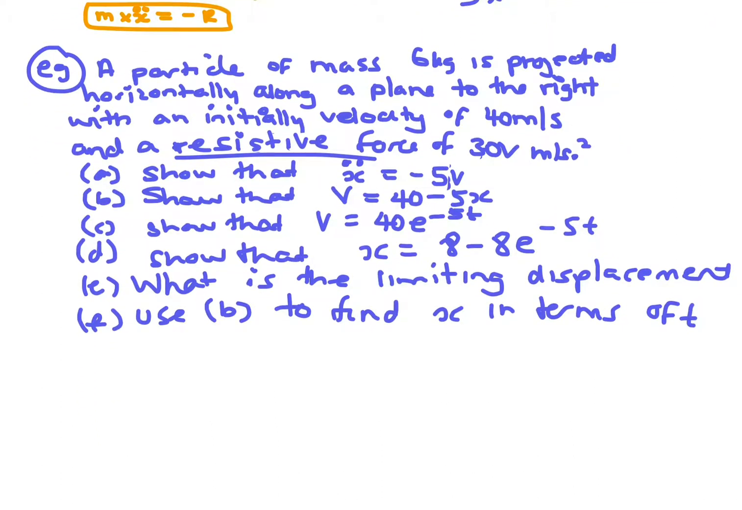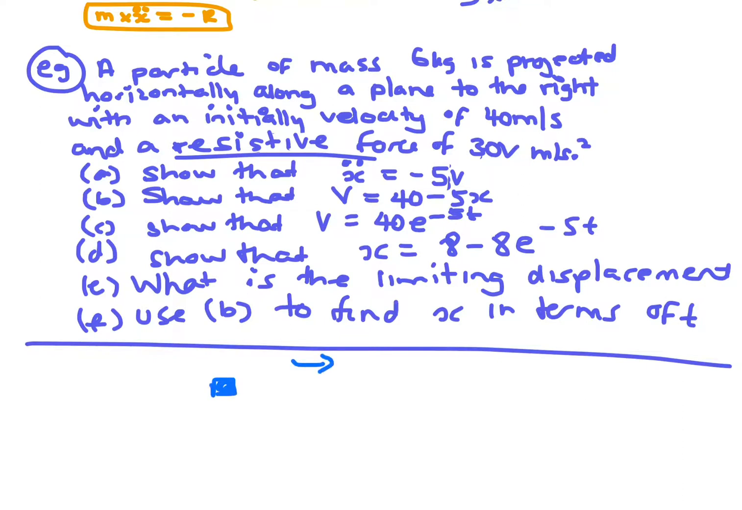Okay, so we've got a few questions to find here. First, show that acceleration is minus 5v. Let's have a look at this. We've got our particle, it's moving to the right, that's its direction. It has a resistant force in the opposite direction, and the resistant force is minus 30v. So the sum of all the forces would be minus 30v.